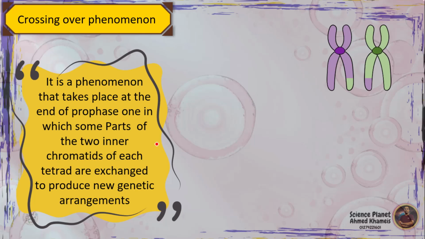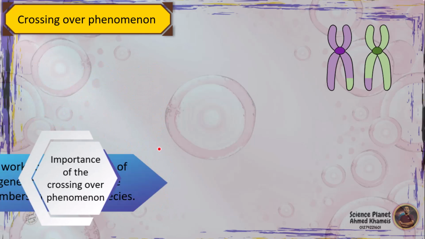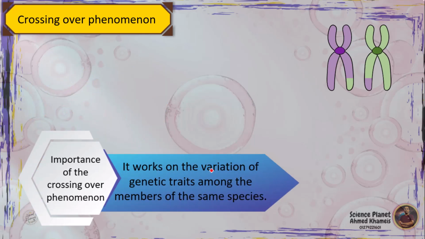So crossing over is the phenomenon that takes place at the end of prophase 1, in which some parts of the 2 inner chromatids of each tetrad are exchanged to produce new genetic material. And the goal or importance of crossing over is making a variation in genetic materials among living organisms.